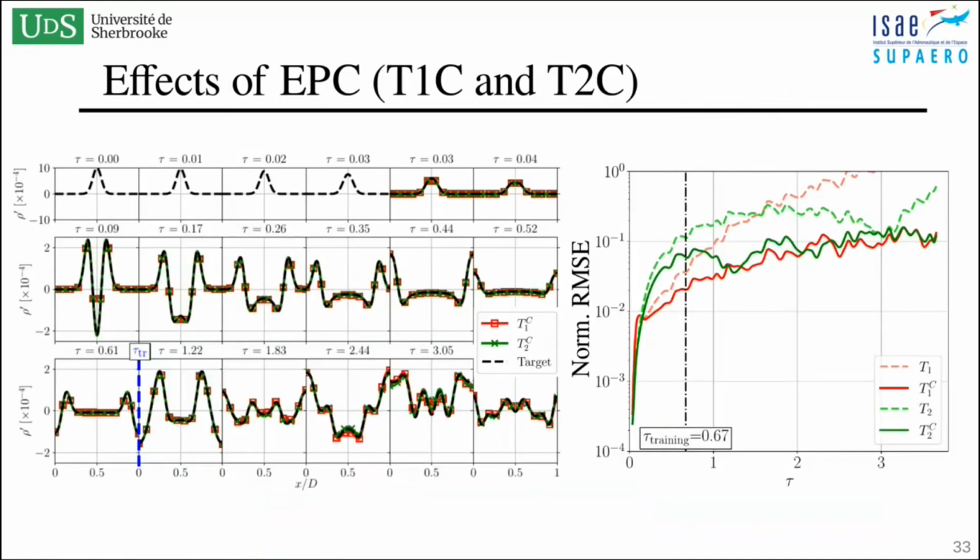And so here I show the effects of this energy-preserving correction on both cases, showing again the same slices with the same case of cylindrical pulses. You can see that there is no longer any drift in the mean values after some iterations. On the right-hand side of the slide, I show the evolution of the root mean square error over time for the different approaches. You can see that for both cases, T1 and T2, with the correction, we have a gain of one order of magnitude in the error.